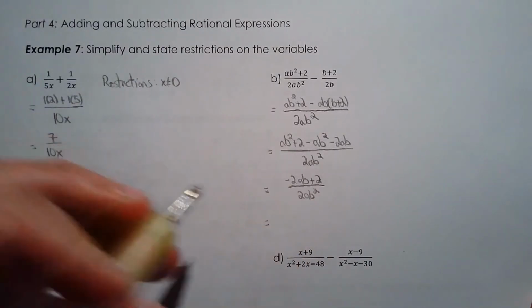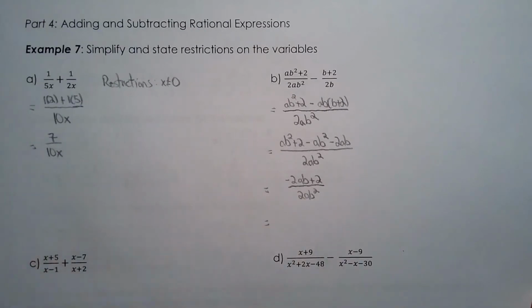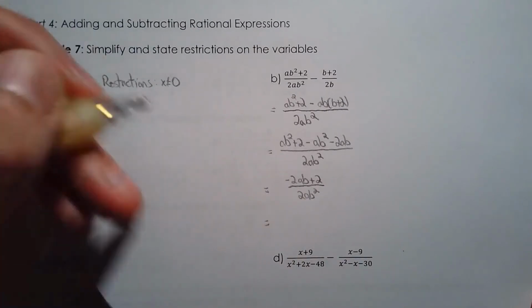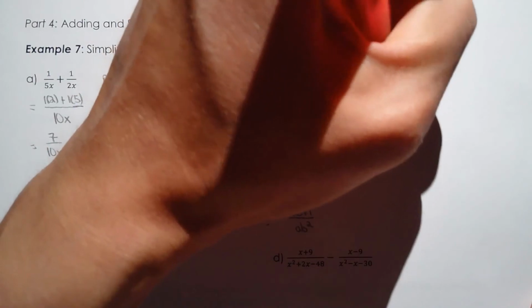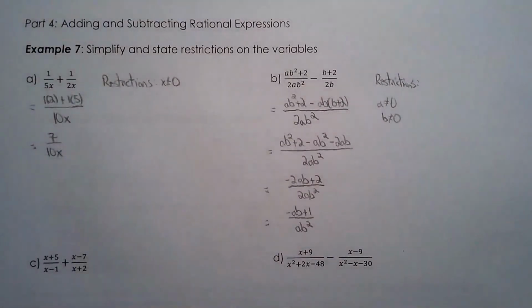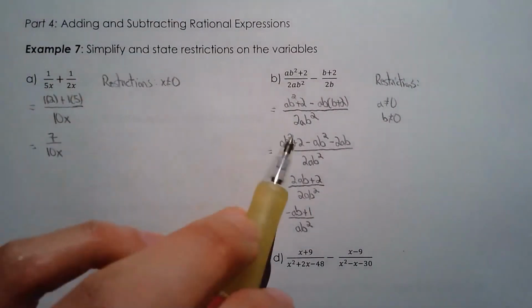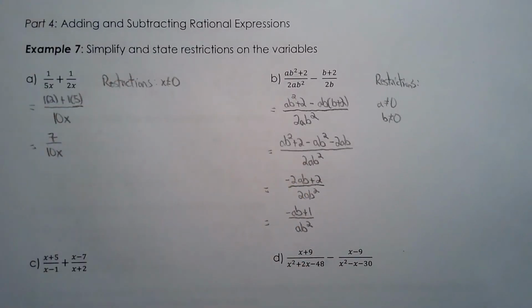I can factor out 2, but you know what? I'm pretty confident you can see this. I'm going to just divide everything by 2. So it's minus ab plus 1 over ab squared. Restrictions. a can't be 0, b can't be 0. Because if either a or b is 0, then 2ab squared is 0. We don't want that.